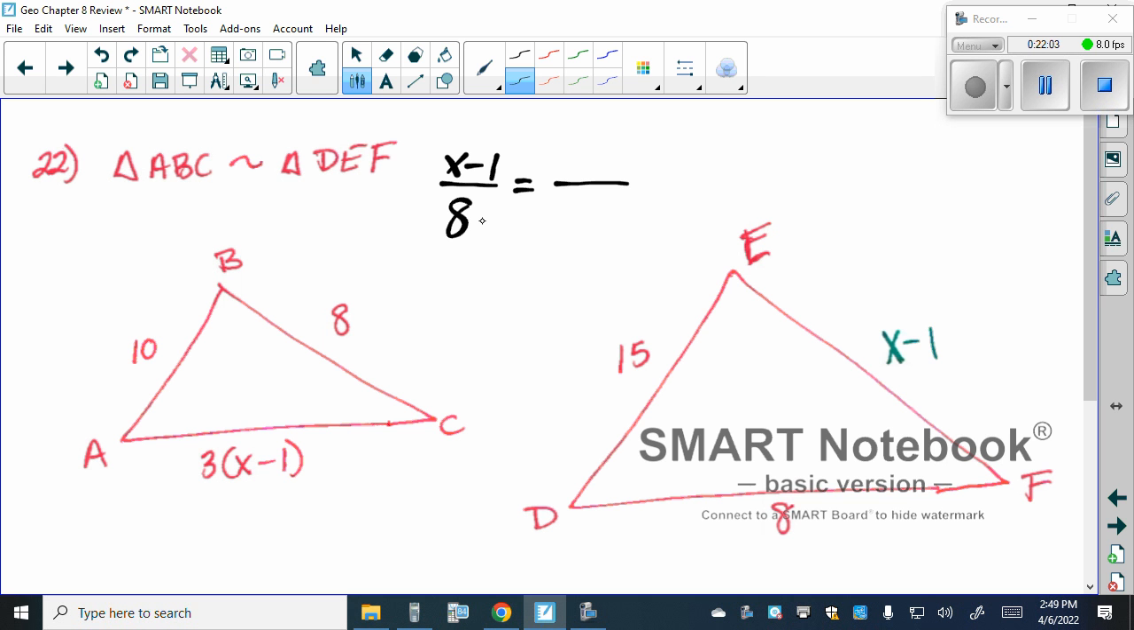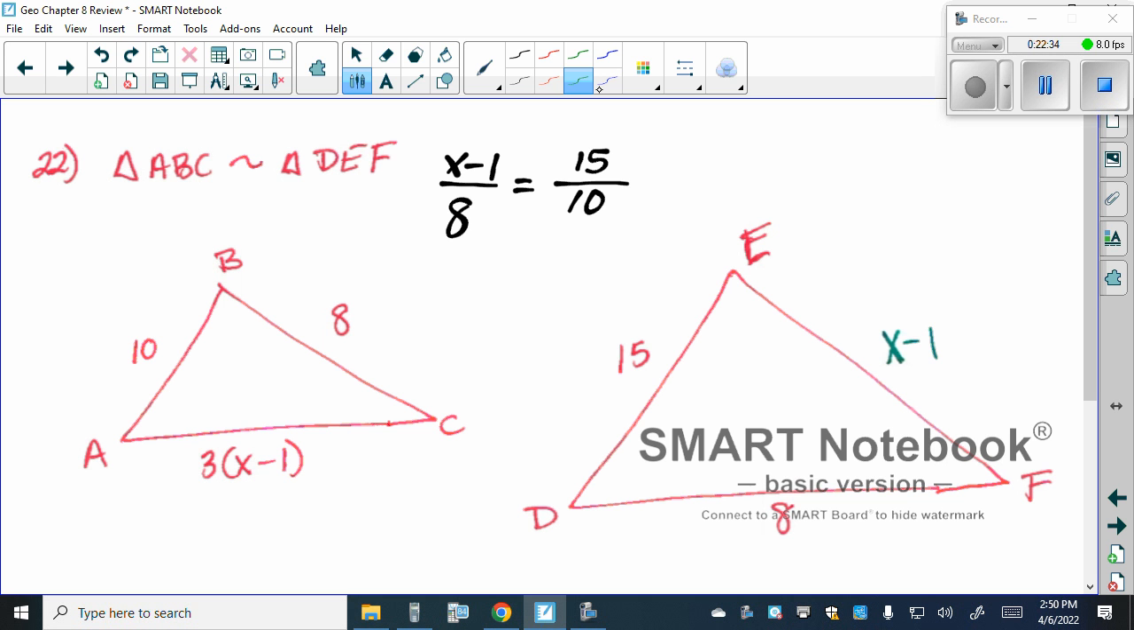What would we use for the other half? Yes. Since x minus 1 is the one we chose first, we have to pick another side length, so either 15 or 8. I would pick 15 because its corresponding side is 10. It's just a number. If we picked 8, its corresponding side is 3 times x minus 1. We have 2 spots where variables show up. Here, it works out a little bit nicer. Any questions on how we set this up?